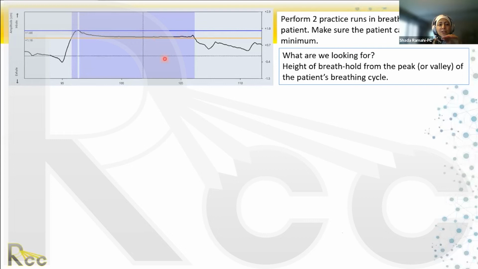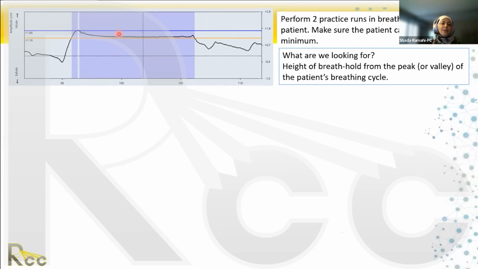And we want to make sure that it's 20 seconds. Also we want to make sure that we are within a 5 millimeter window. There is a reason for the 5 millimeter window: we're allowing the patient to breathe differently by 5 millimeters each day. We don't want it to be more. Don't go with a 7 millimeter window. Don't go with a 1 cm window.